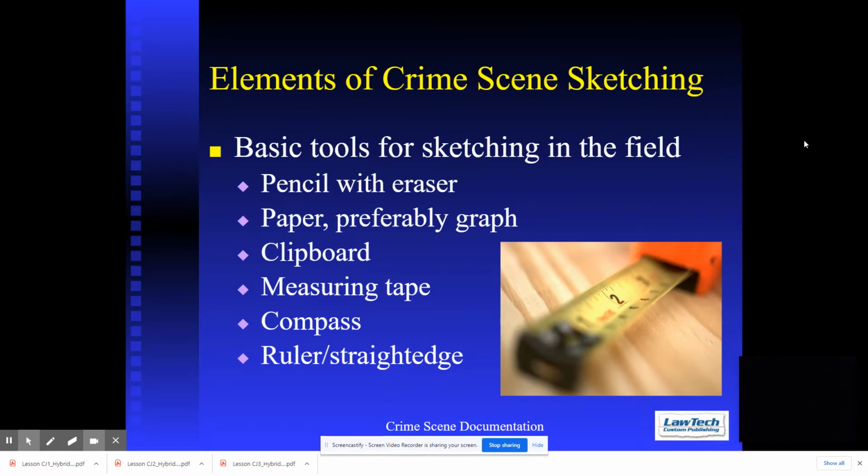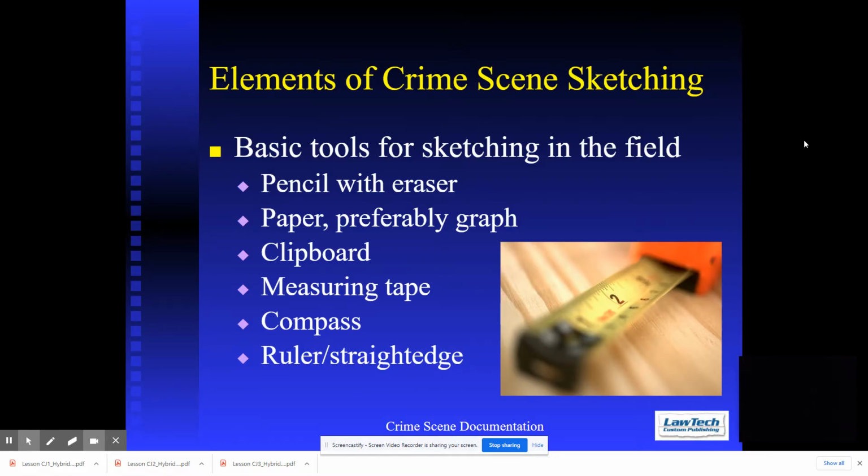So some of the things that we're going to need in order to sketch the scene, and these are tools that we're going to have to be fairly familiar with in order to make our crime scene sketch come out correct. So a pencil and an eraser, obviously, we want to work fast, and that sometimes leads to mistakes. So we want to be able to erase it. And if we do it in pen or marker to start with, then it just makes a mess and makes everything a little bit more difficult.